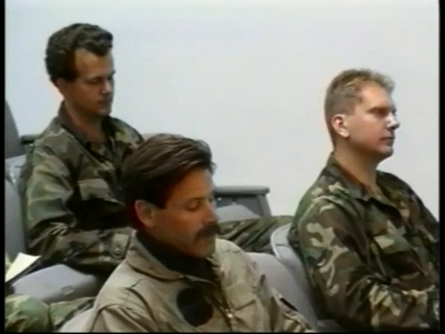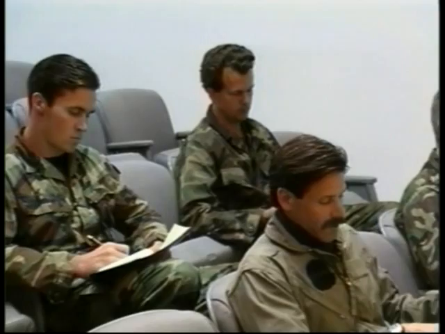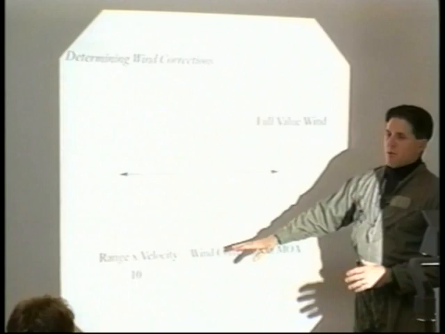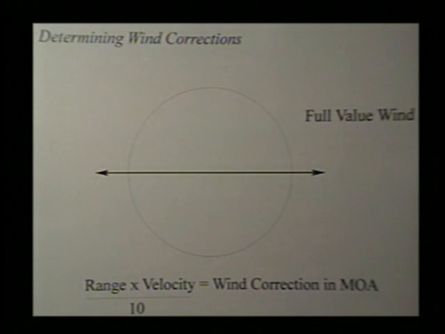What makes it easy for me, rather than bringing out a bunch of tables and charts and all kinds of things, is that I just remember a real simple formula: range times velocity equals wind correction in minutes of angle. What I mean by that is, let's say I have a 600 yard range estimation. I estimate my target to be 600 yards. For range, I'm just going to fill in a 6 here.